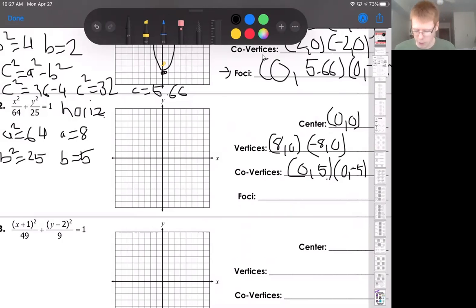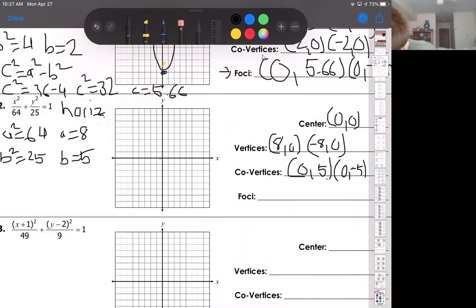So now we got enough to graph. We can do the focus points last. And I might stop doing these focus points because, to be honest, with what we're doing in this class, we don't really do a lot with them. I'm mostly interested in just getting our vertices and co-vertices and your center, because that's really what you need to get a graph. But I'll find the focus points for these notes, but I might cut this out of your homework assignment later this week. We'll see.